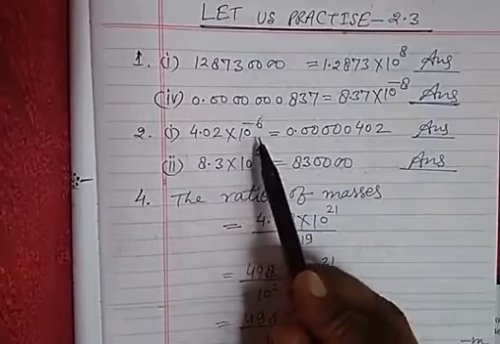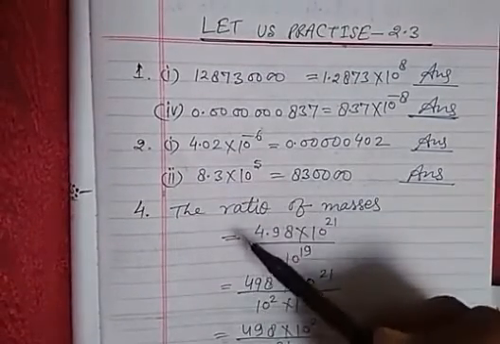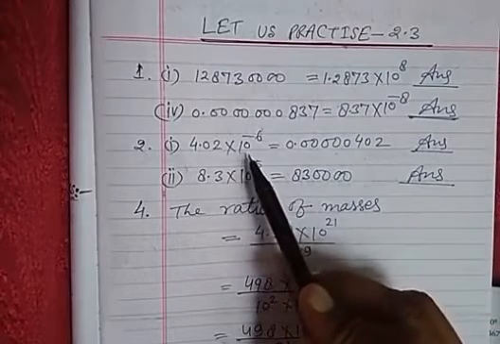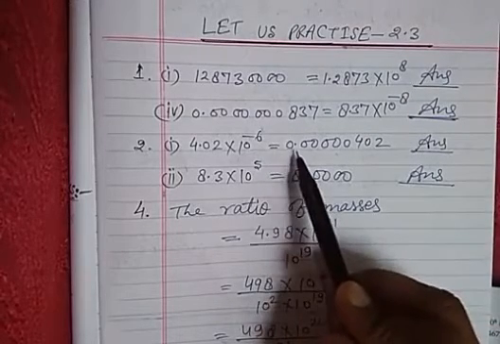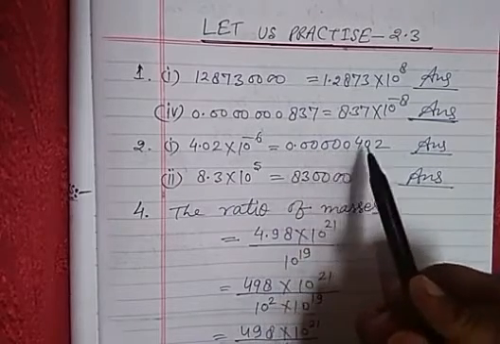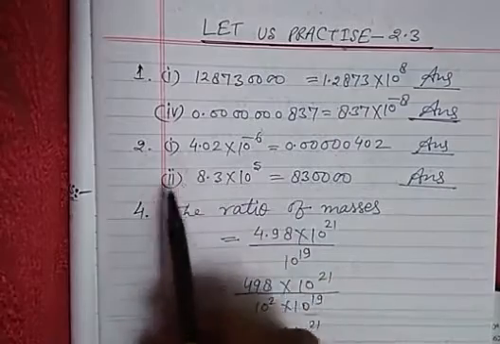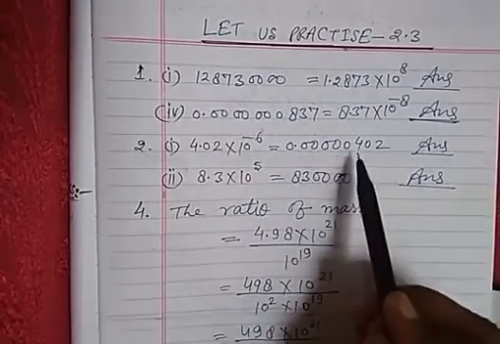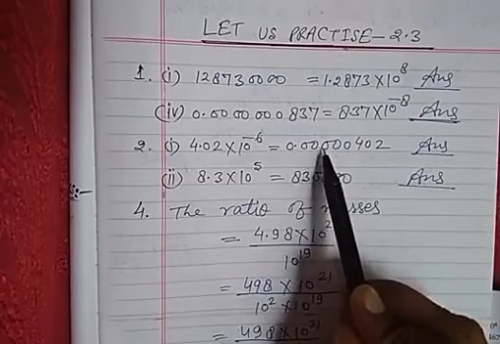Now question number 2, first part: 4.02 into 10 to the power minus 6. In this question, we have to express this in the usual form. It is equal to 0.00000402. We have to shift the decimal by 6 places: 1, 2, 3, 4, 5, 6.